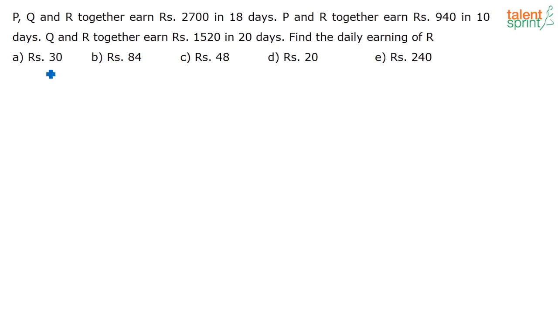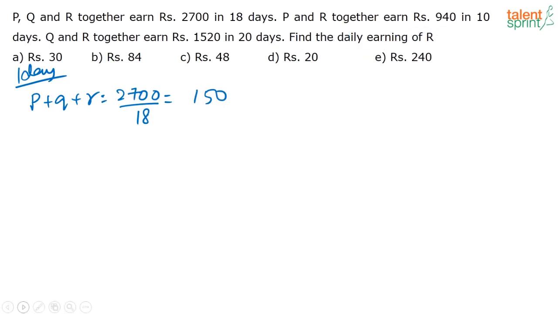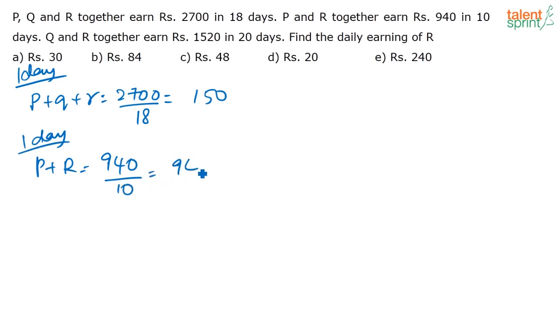very fast. See, P, Q and R together earn 2,700 rupees for 18 days. Okay, P plus Q plus R. For 18 days, they earn 2,700 rupees. So, for one day, how much will they earn? 2,700 by 18, correct? Or they earn 150 rupees a day. P and R together earn 940 rupees in 10 days. So, in one day, how much will they earn? 940 by 10, or they earn 94 rupees.